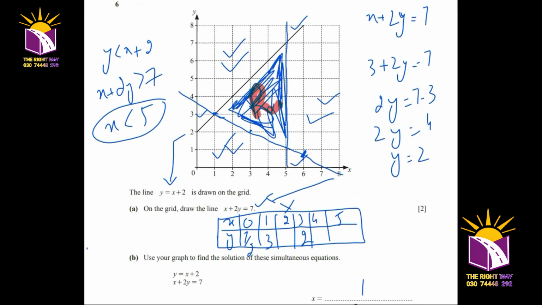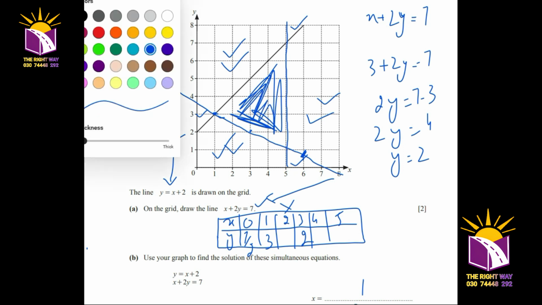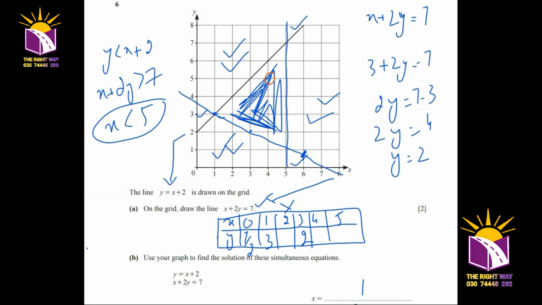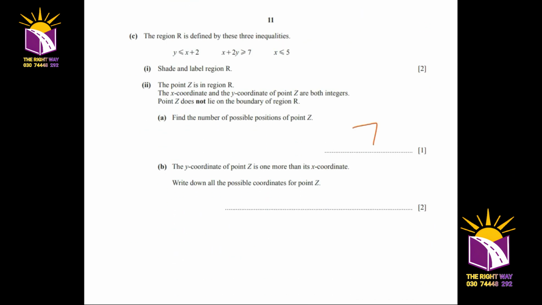So possible positions would be this one, this one, this one, this one, this and this one. These are the points where both x and y are integers and they do not lie on the boundary. So how many points do we have? 1, 2, 3, 4, 5, 6 and 7. So our result will be 7.